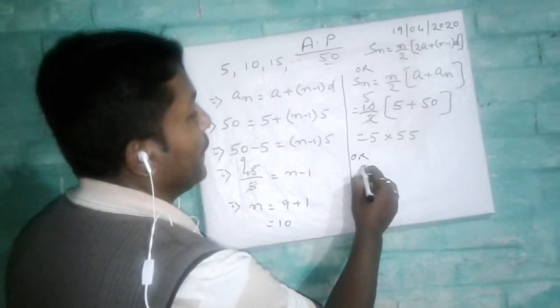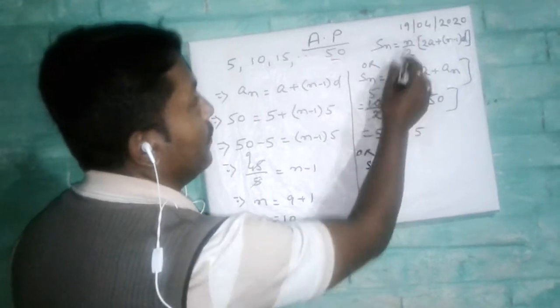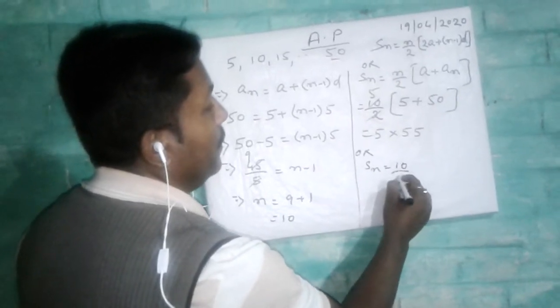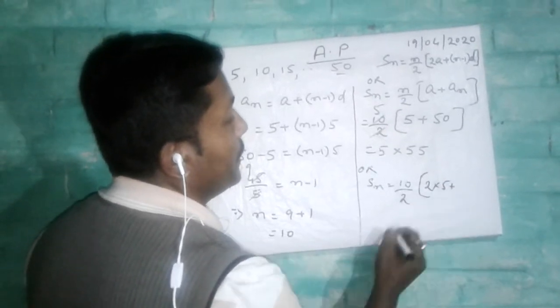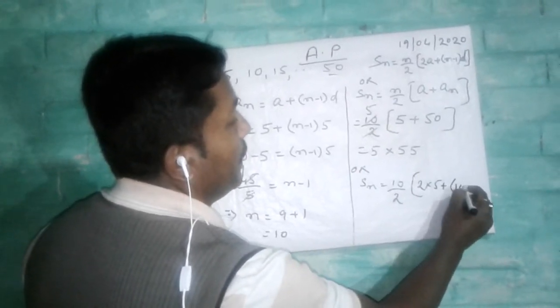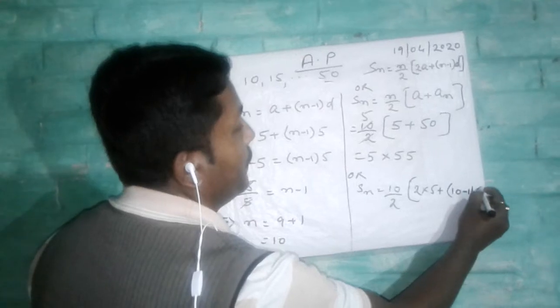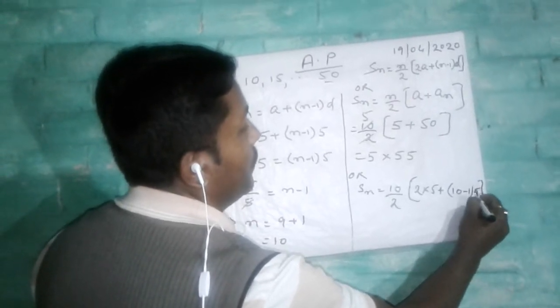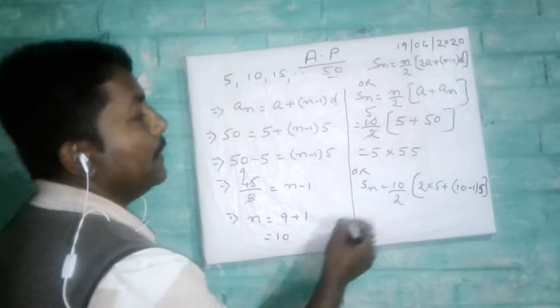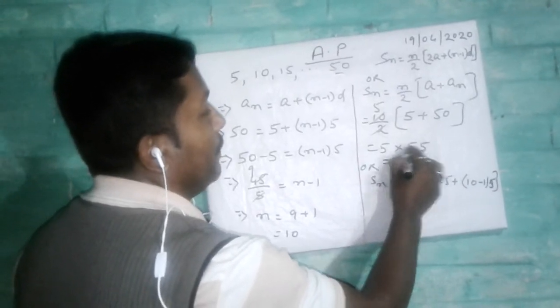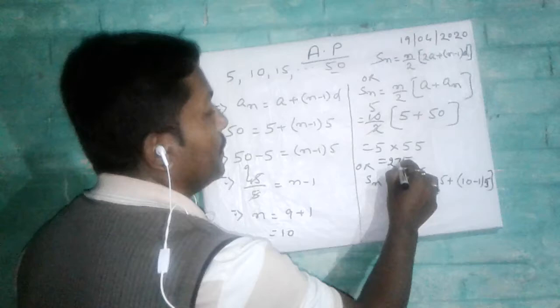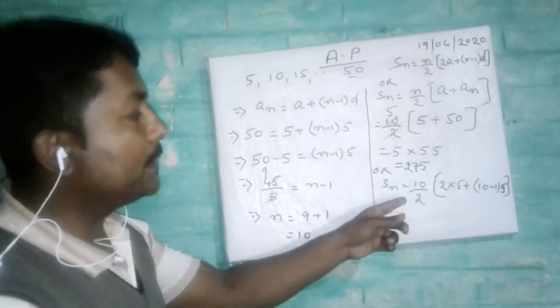Let us see. Sn is equal to n by 2. So our n is 10 by 2. 2 into a, the first term, that is 5 here. n again 10 minus 1, and your d is 5. So if you solve this, again you will get the same result, that is 5 5s are 25, 5 5s are 25 plus 2 is 275. So we will get the same result only.